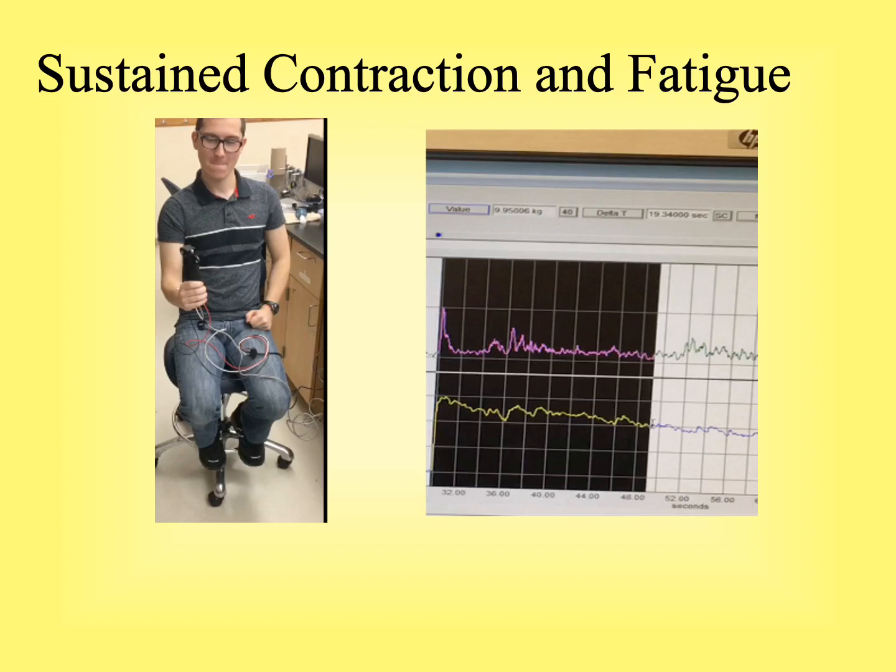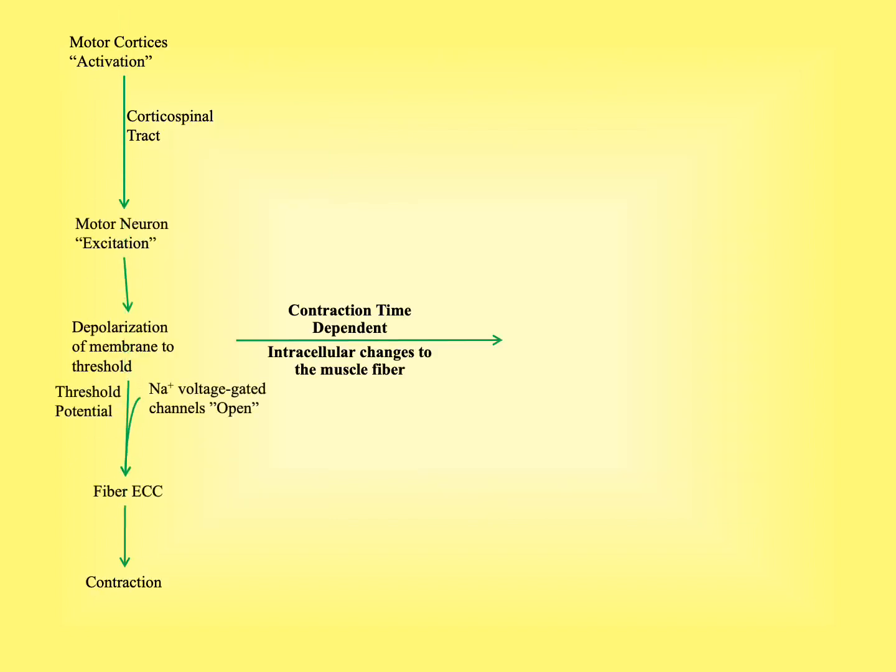And so if we look at the continuum of effects going on, we start with our normal continuum of effect, where we get the activation from the cortices, where we get the activation from the motor neuron, which leads to the depolarization and threshold at the muscle itself, leading to the voltage-gated channels opening, leading to the excitation contraction coupling, leading to the calcium interacting with the troponin, and the ATP cycle allowing for that contraction to take place.